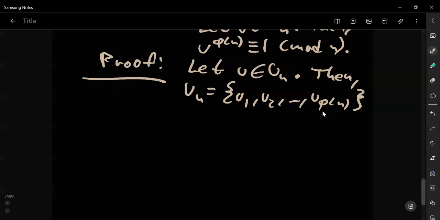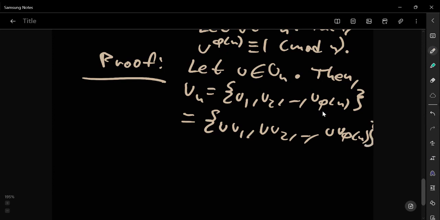And the thing we need to realize is that this is just the same as u times u1, u times u2, and so on, up to u times u phi of n. So why is that? It's because the function that takes the elements ui from Un to u times ui is basically a bijection from Un to Un. So these elements are pretty much the same.